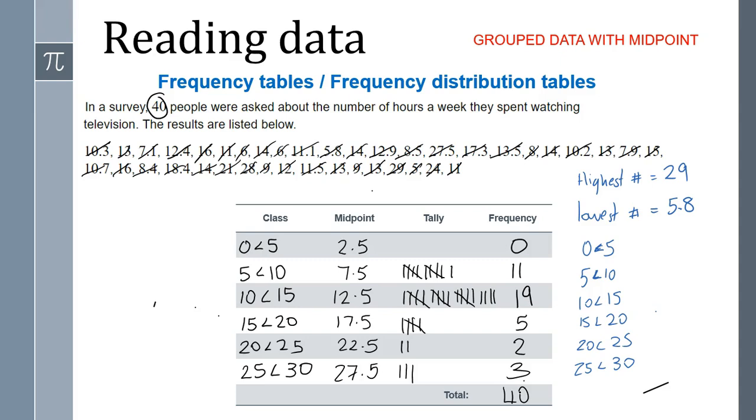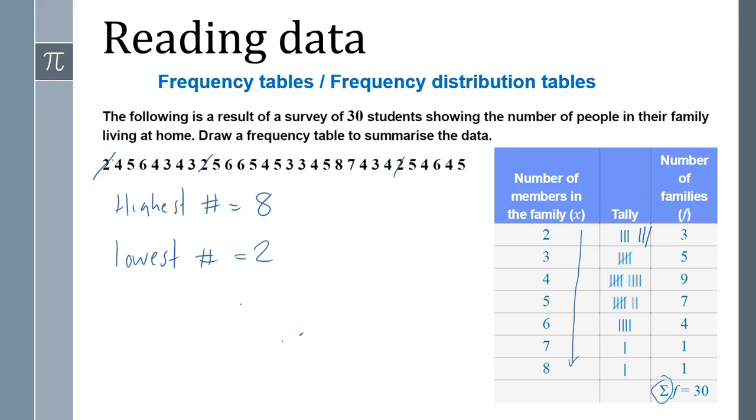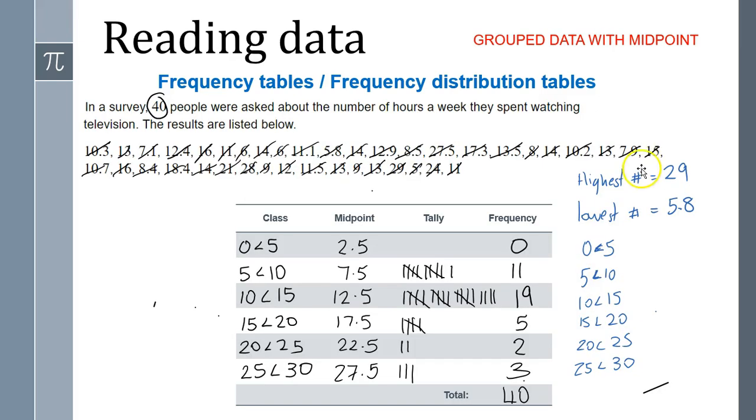That one is grouped, and the one we looked at before is ungrouped. To tell which one you're going to do, you're going to have a look at the highest and lowest values. And if you've got any more than about 7 or 8 groups, 7 or 8 rows, you're going to group it. Okay, so that is our frequency distribution tables.